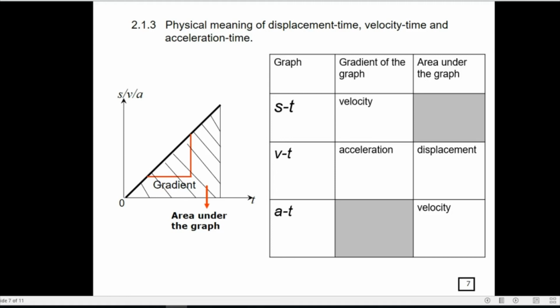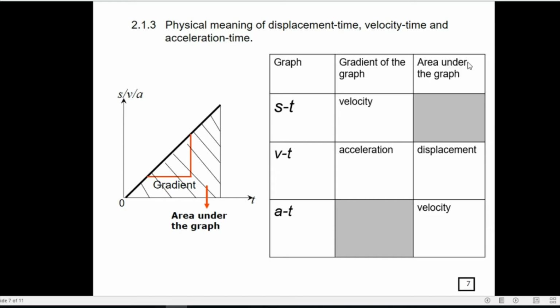And then what's the unit for time? Correct, that is second. So meter per second squared per second, meaning that we're going to have meter per second cubed. No quantity is represented by meter per second cubed. So that's why the gradient of the a-t graph doesn't represent any quantity.